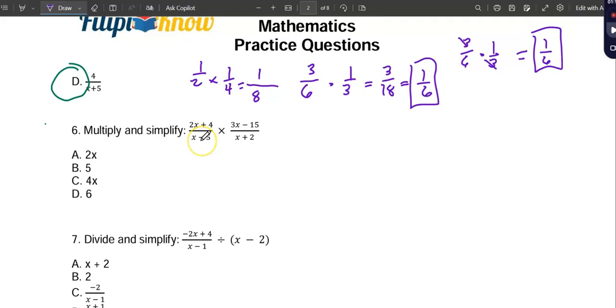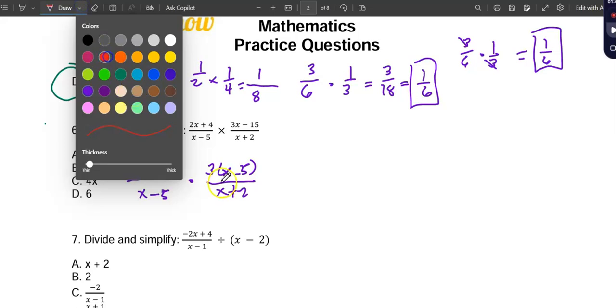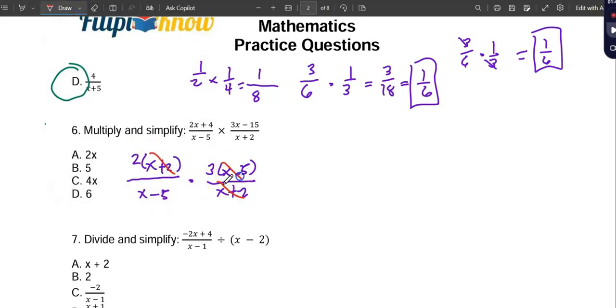So before we multiply, let's try to factor out. 2x plus 4, common is 2. Sila ba si 2? Ang maiwan sa loob, x plus 2. Tapos sa baba, as is x minus 5 times, this one, common is 3. So we have 3, x minus 5, denominator as is. And we can actually cancel these things. That one, that one, that one, that one. So you are left with 2 times 3, which is 6. Letter D is our answer.